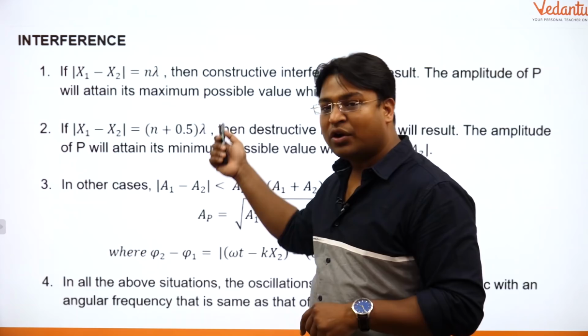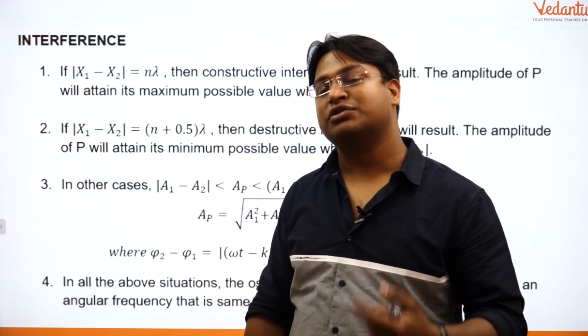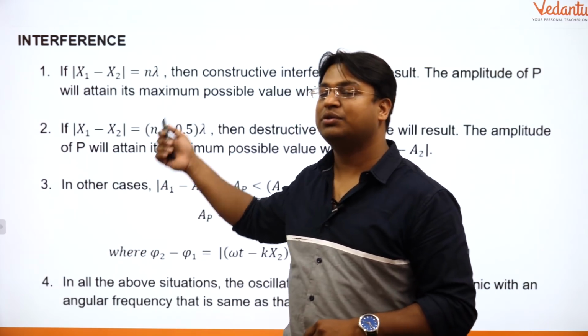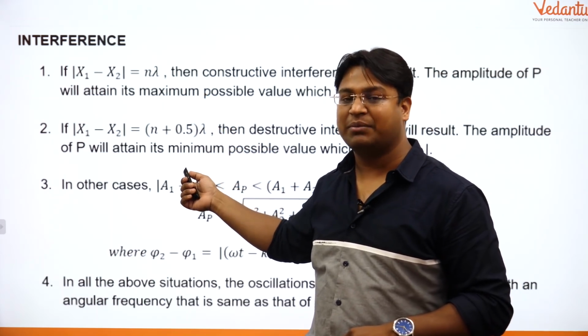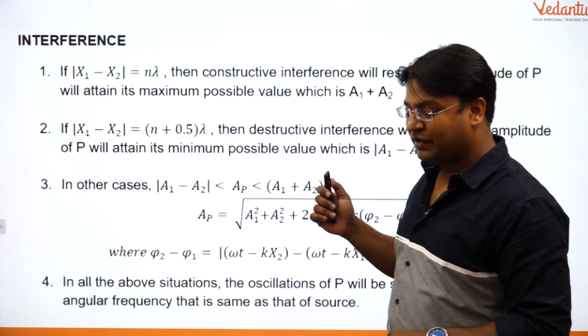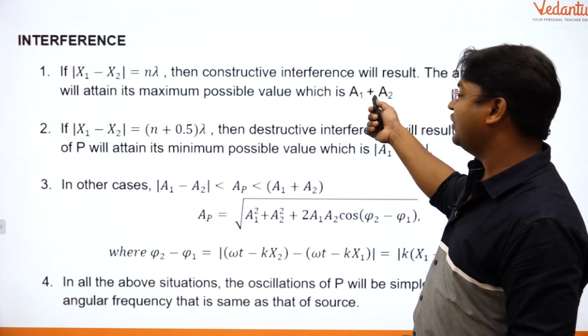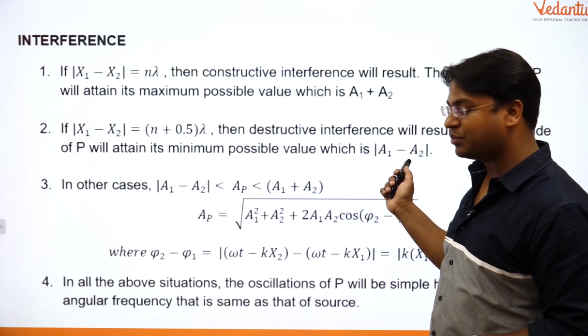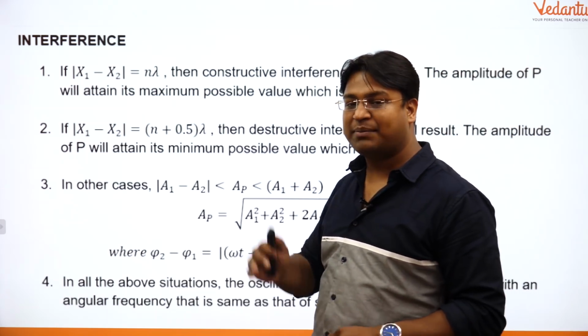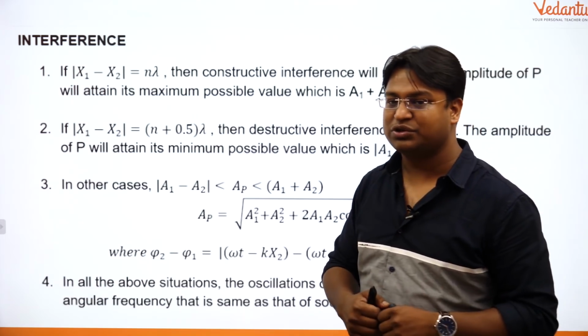Alright, so these are not the only two possibilities. Other cases also exist, like the path difference may not be equal to n times lambda, or it may also not be equal to (n plus 0.5) times lambda. In all other cases, the amplitude will lie somewhere between these two values. This is the maximum value that we can obtain, this is the minimum value that we can obtain, and in all the other cases the amplitude will lie somewhere between these two values.